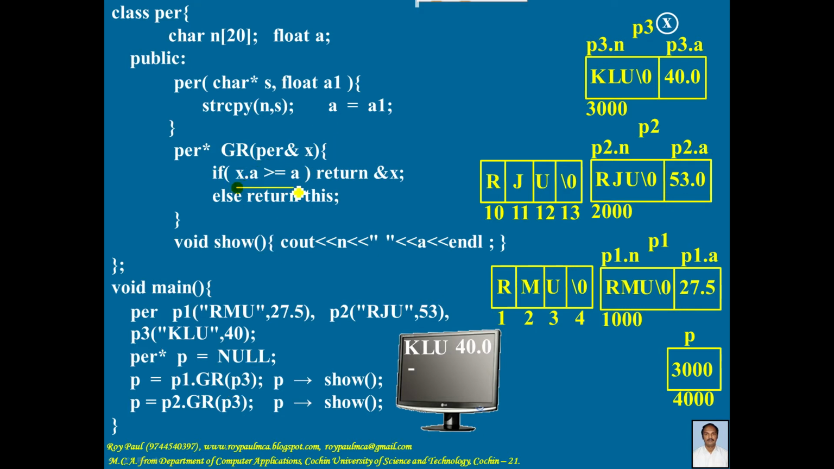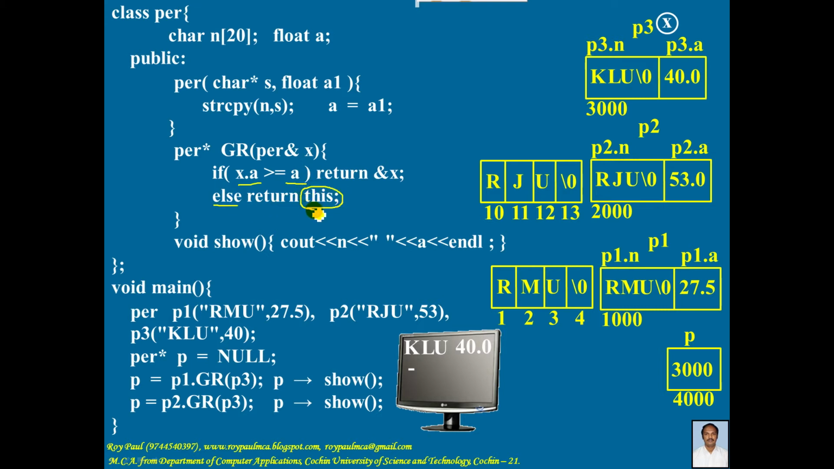Now x dot a, it is 40.0. How must this a be taken? This time the function was called using p2, so this must be taken as p2 dot a. And what does p2 dot a contain? 53.0. So here 40 greater than or equal to 53, condition wrong, control goes to the else part.